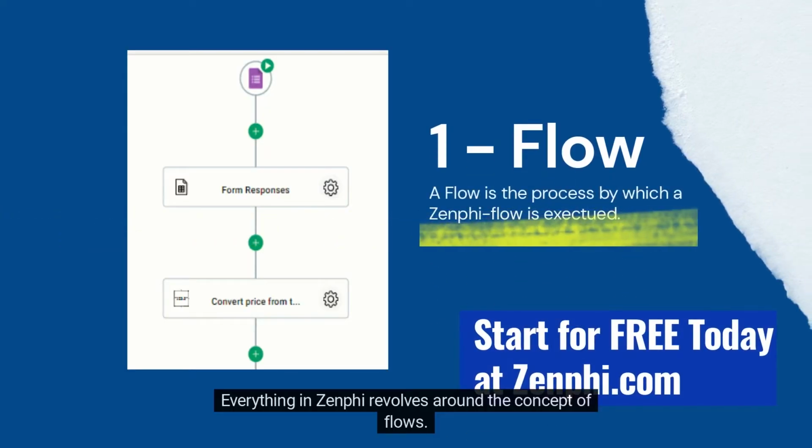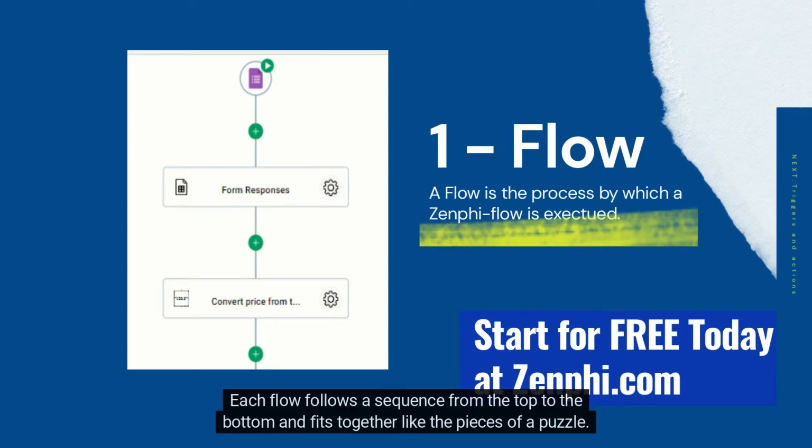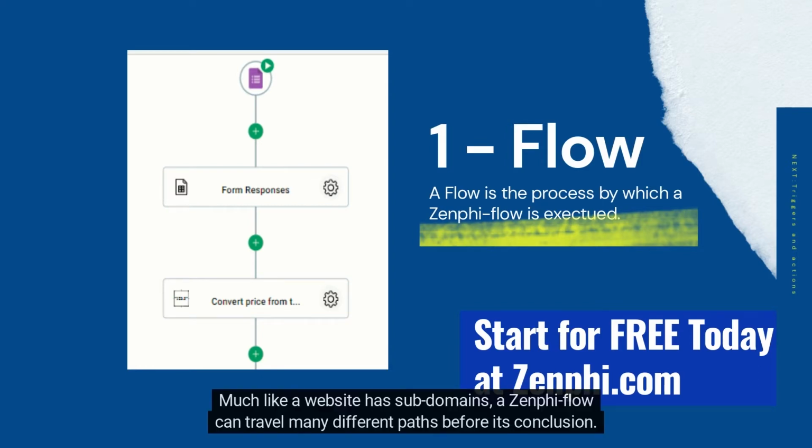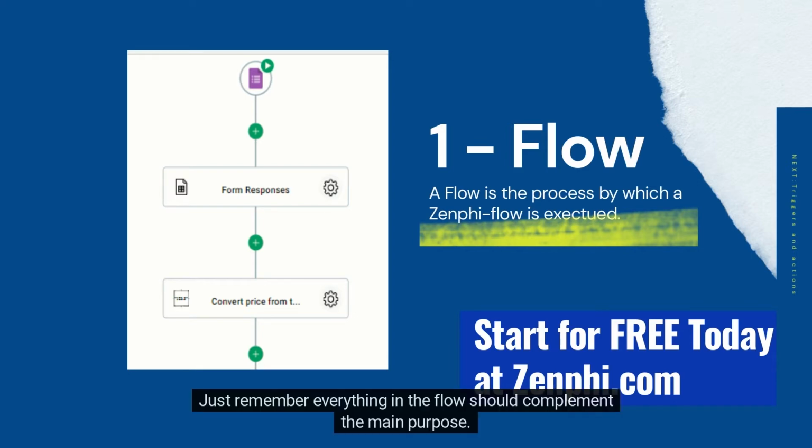Everything in Zenphi revolves around the concept of flows. Each flow follows a sequence from the top to the bottom and fits together like the pieces of a puzzle. Your Zenphi flow should have one main purpose. Much like a website has subdomains, a Zenphi flow can travel many different paths before its conclusion. Just remember, everything in the flow should complement the main purpose.